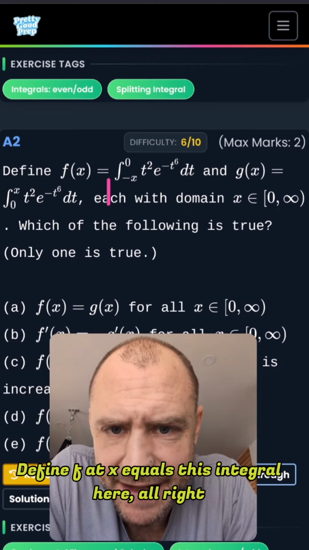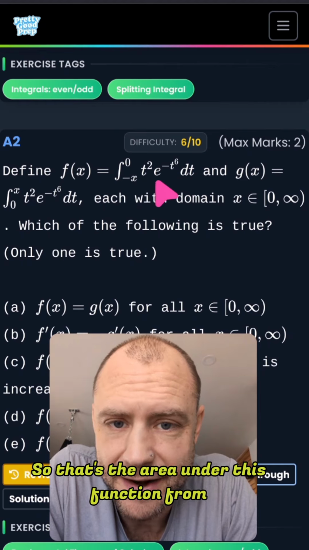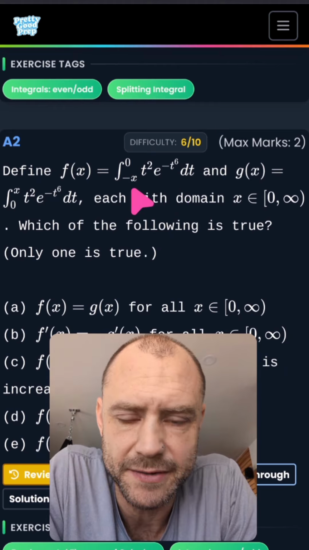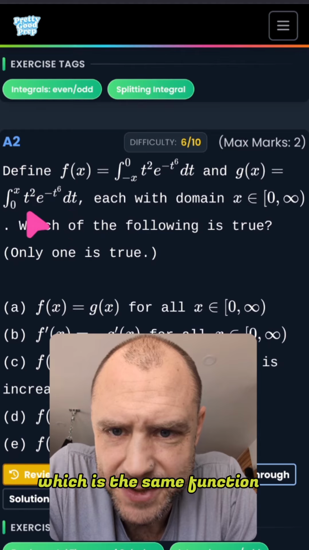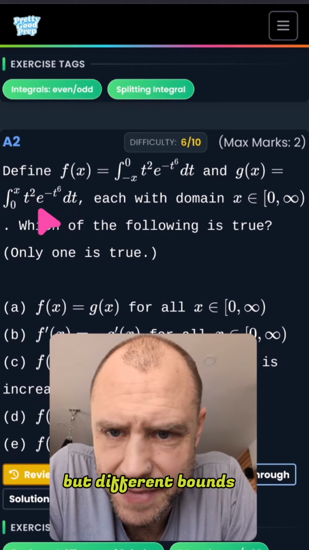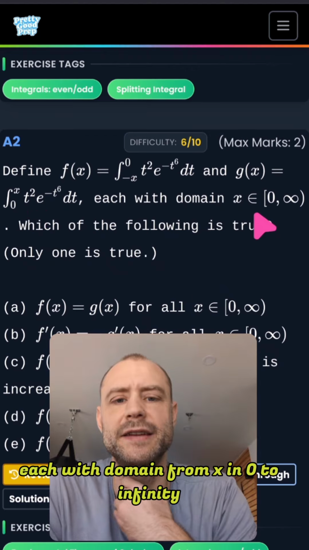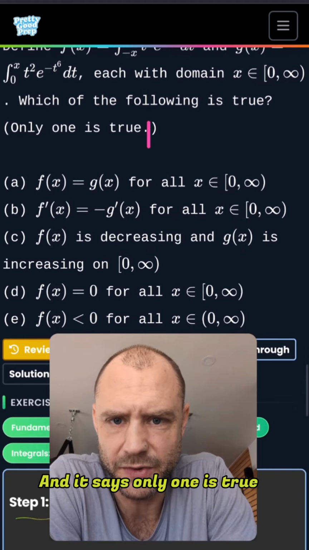Define f at x equals this integral here. All right, so that's the area under this function from negative x up to 0. Okay, fair enough. And then g of x is equal to this integral here, which is the same function, but different bounds. It goes from 0 to x, each with domain x in 0 to infinity. Which of the following is true? And we have a bunch of options here. And it says only one is true.